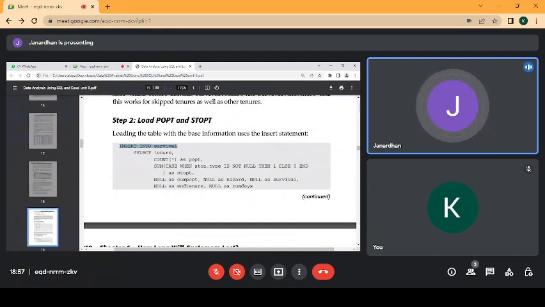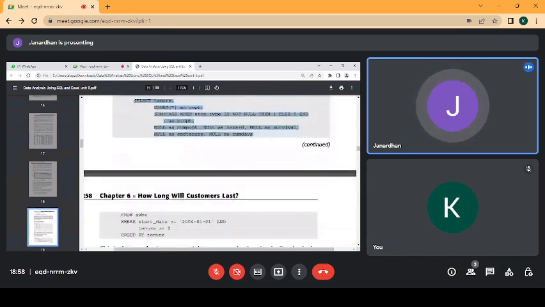Insert into survival. Select tenure, count star as POPT, sum case when stop_type is not null then 1 else 0 end as STOPT, null as CUMPOPT, null as hazard, null as survival, null as end tenure, null as num days from subs where start_date greater than 2014 and tenure greater than 0 group by tenure.